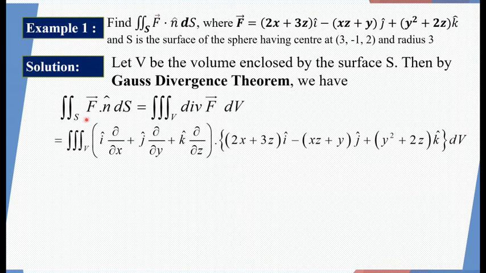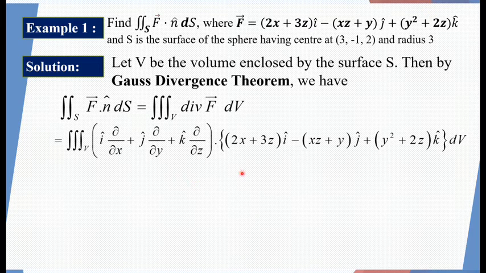So we can find this divergence of vector f. We have to find this, and this is converted into the triple integral V divergence of vector f dv. So divergence of vector f is del dot vector f, and del is i del over del x plus j del over del y plus k del over del z. Dot product with vector f is this. So right here (2x plus 3z) i cap minus (xz plus y) j cap plus (y square plus 2z) k cap dv. So what is the dot product?